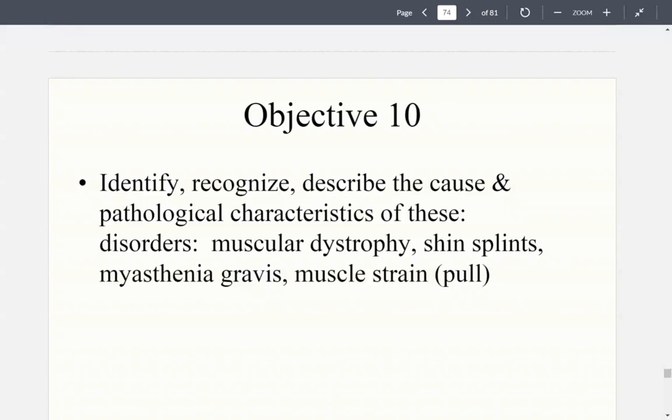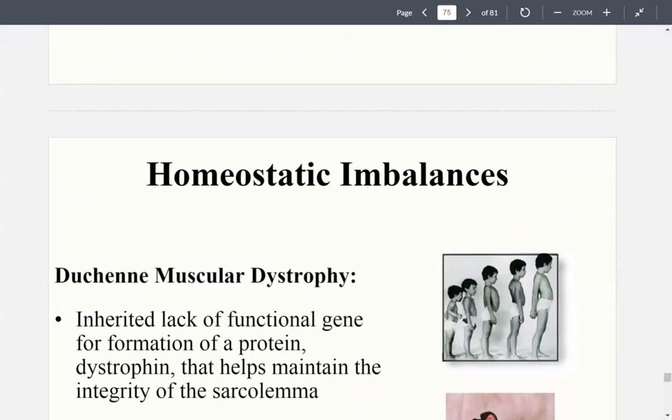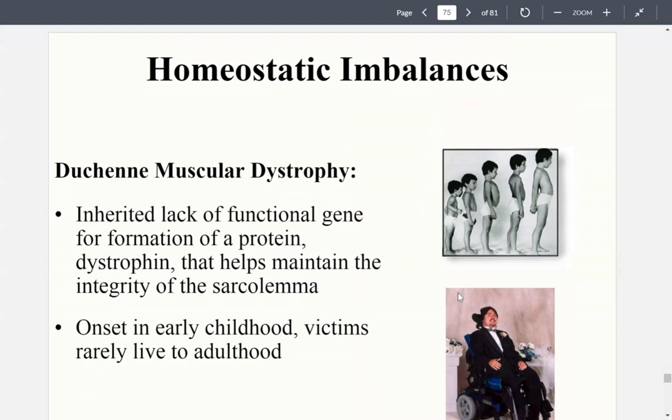Let's finish this off with diseases. All right. So, diseases are typically defined as being due to homeostatic imbalances. Basically, the body is no longer able to maintain its ideal operating zone. These can be due to a variety of different things. Some of these are going to be genetic.